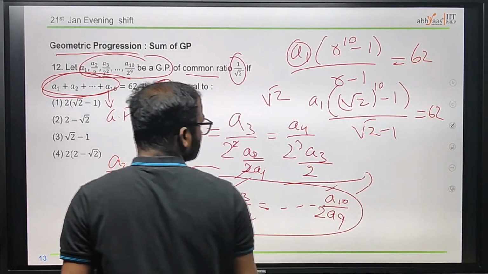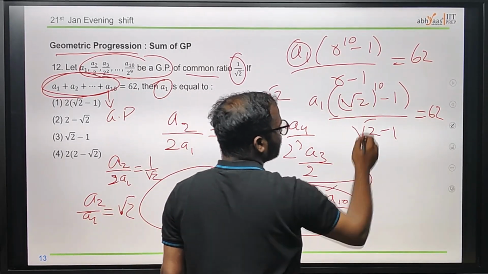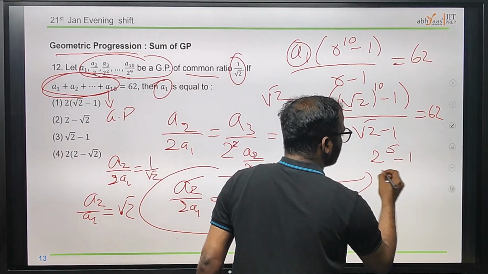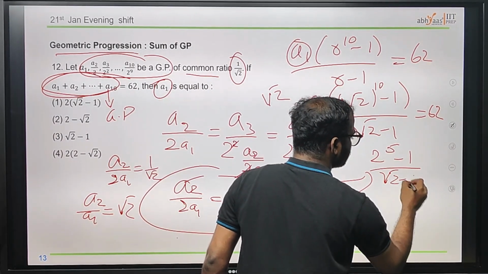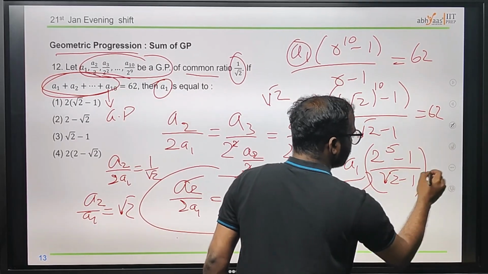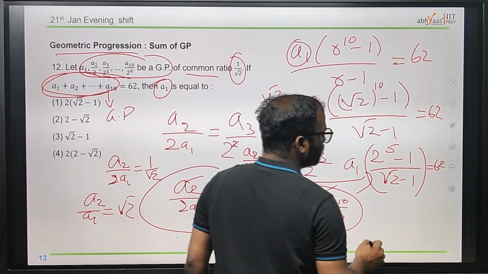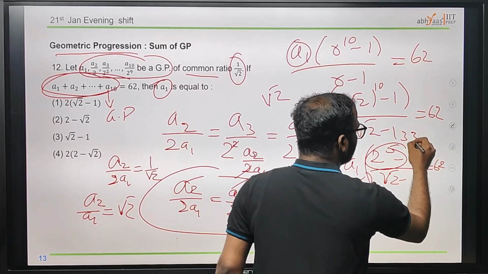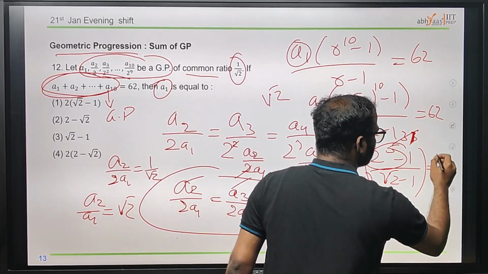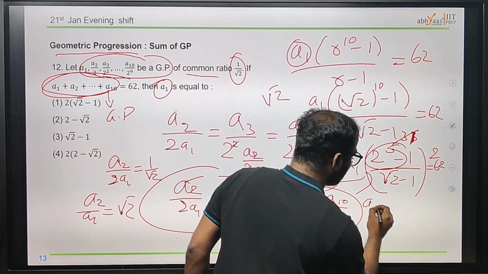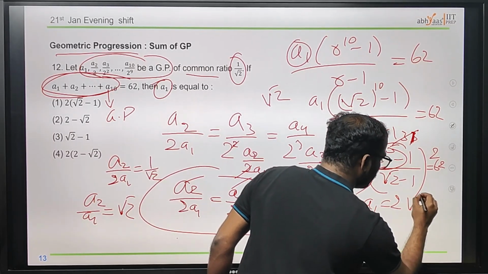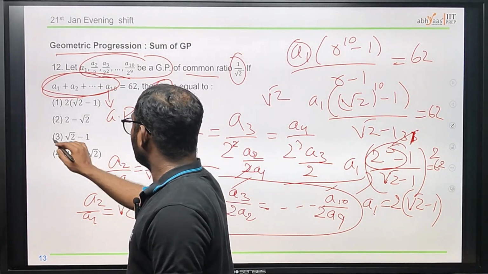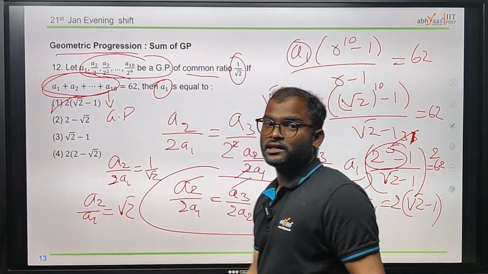Okay, now we have to find, see here we have root 2 power, like this will be 2 power 5 minus 1 over root 2 minus 1, all into A1 equal to 62. Therefore we have 31 as our answer, sorry, 31 2's. Therefore A1 is equal to 2 into (root 2 minus 1). Okay, that is our A1, and option 1 is the right answer.